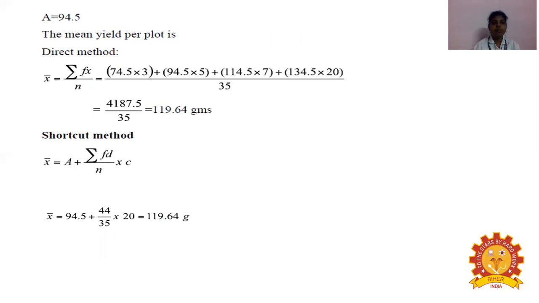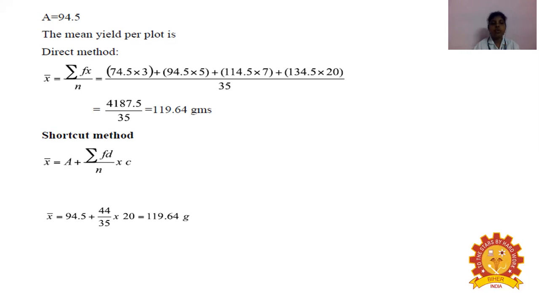Here our assumed mean a is 94.5. First we see the direct method. The formula for the direct method is x bar equals summation fx by n. Substituting the values, n is 35. So the final answer is 119.64 grams.